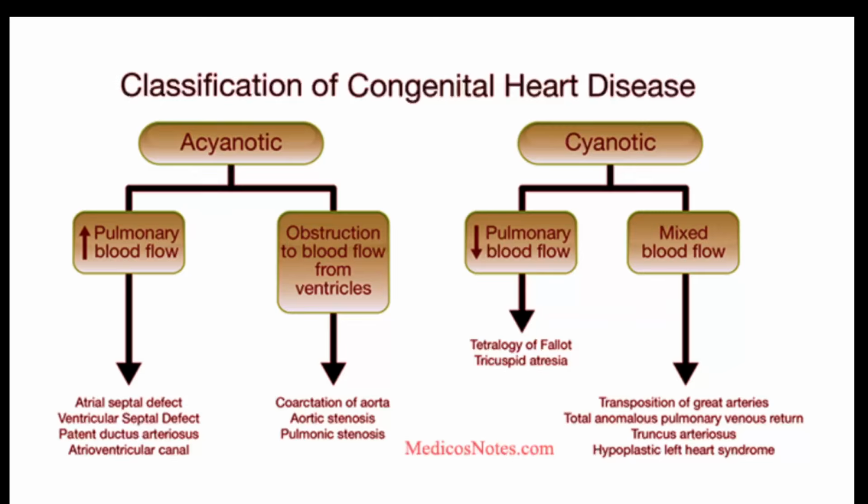Total anomalous pulmonary venous return or drainage is a unique, very rare condition whereby you get venous drainage from the lungs going into the systemic side of the heart, into the left atrium. Truncus arteriosus, that is a common outlet between the pulmonary artery and the aorta, and that is because of the failure of septation during embryonal development. And then lastly, hypoplastic left heart syndrome.